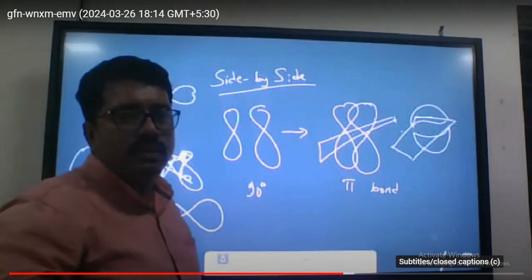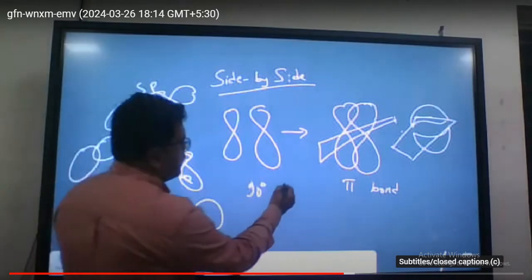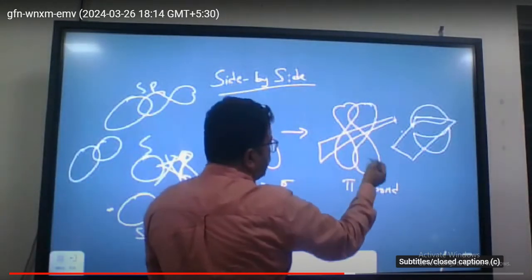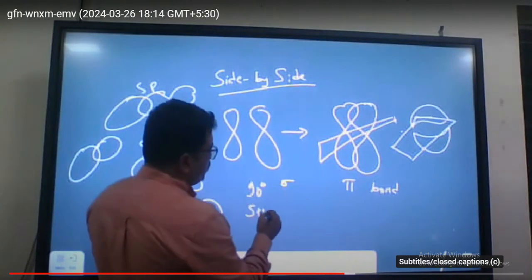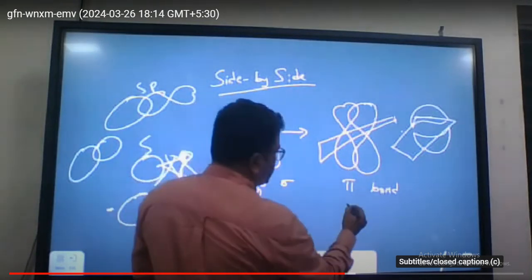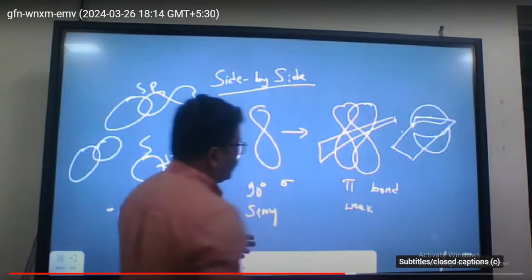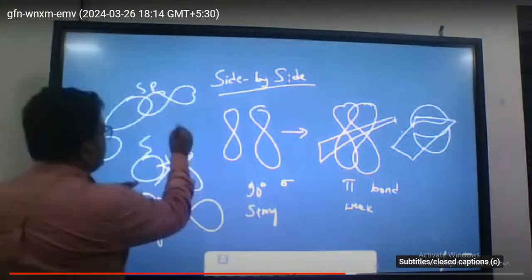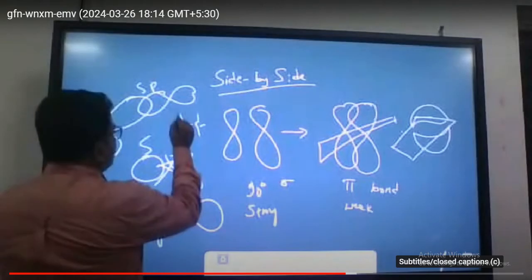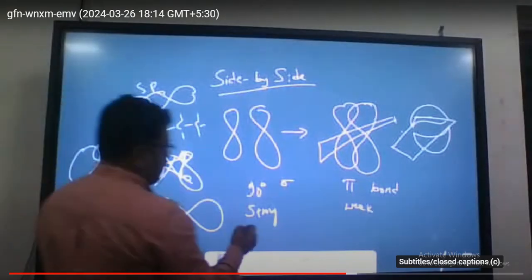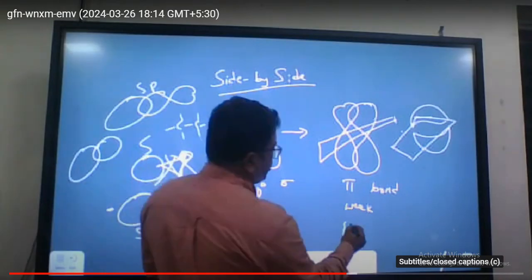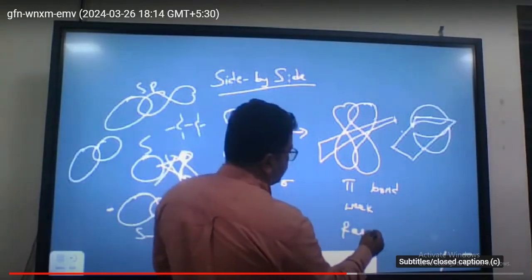Okay, sir, what is the difference between a pi bond and a sigma bond? So sigma bond is stronger. This pi bond is side by side overlapping, and it is weaker. This sigma bond is strong. Pi bond is weak. This sigma bond you can rotate easily, notice the single bond. You can rotate easily. You can't rotate here. Restricted rotation here in the pi bond.